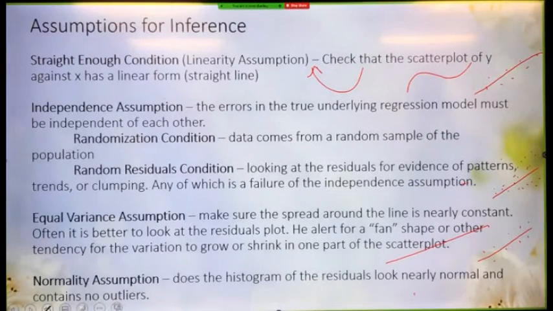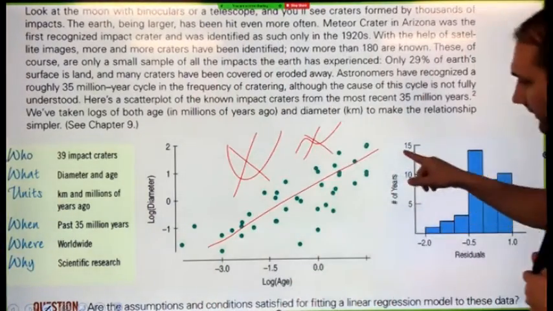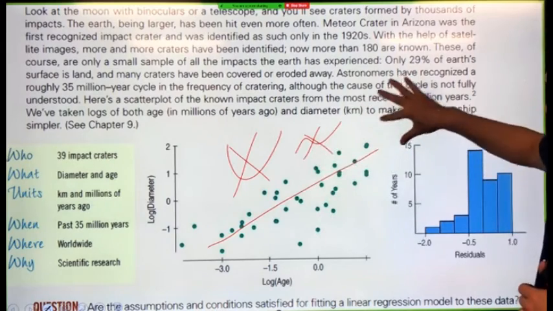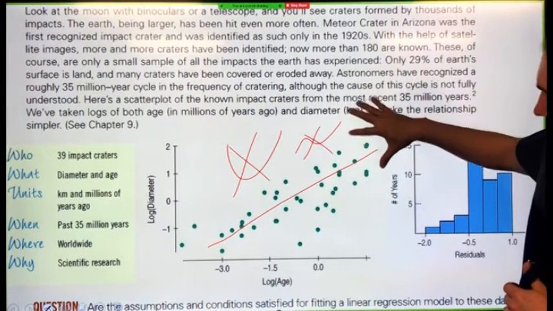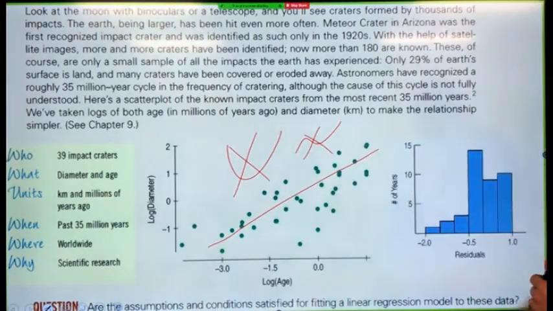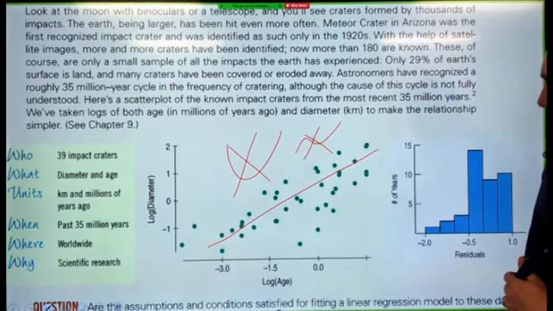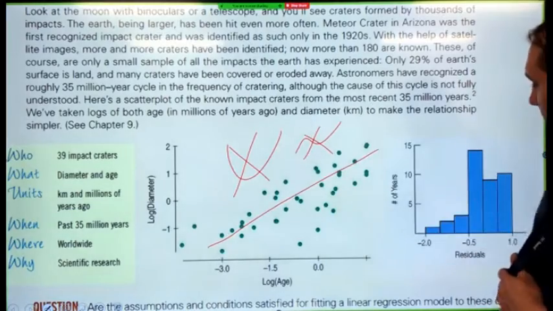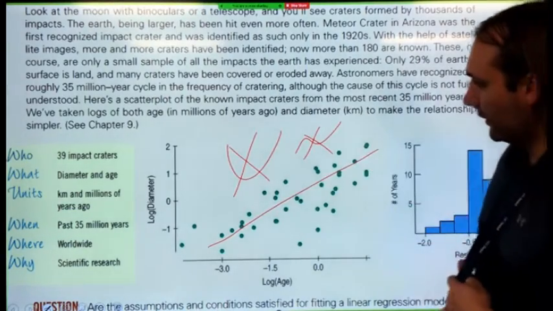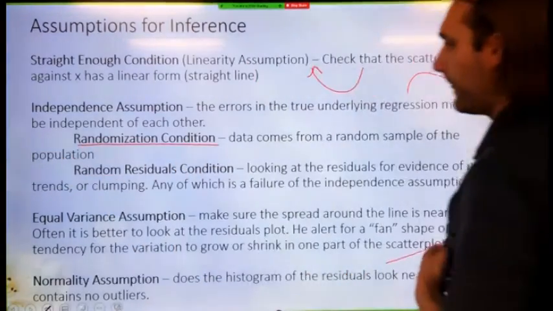Random residuals condition: looking at the residuals for evidence of patterns, trends, or clumping. I don't exactly have my line yet, but let's say the line fits pretty much here. Do I see anything out of the norm as far as my residuals? No, they look fairly equal. I do see a few outliers here, but we'll examine that in this part. Looks okay. I just have a question on randomization.